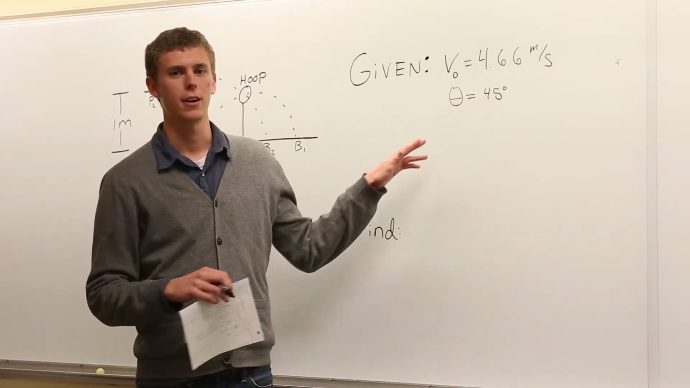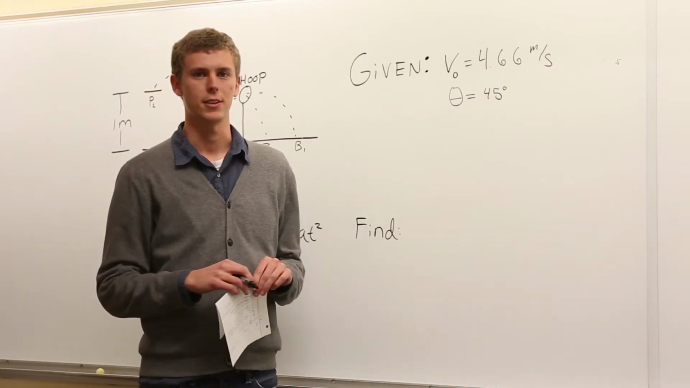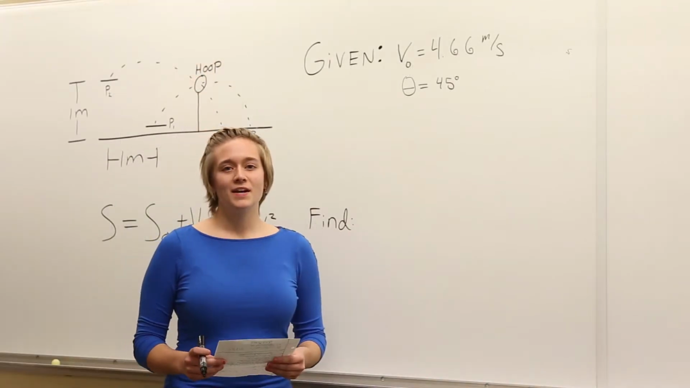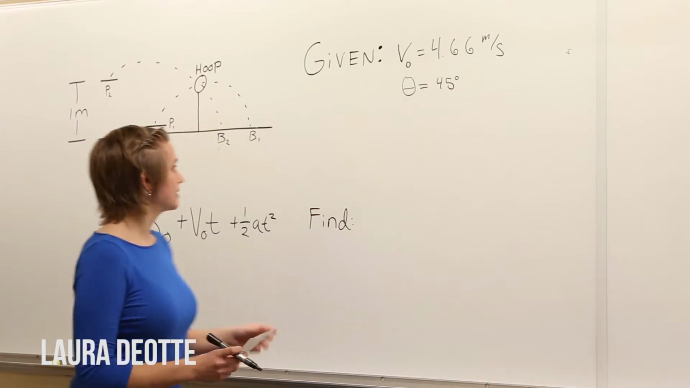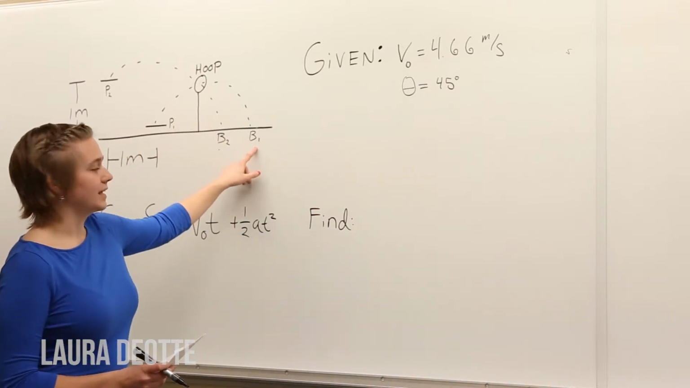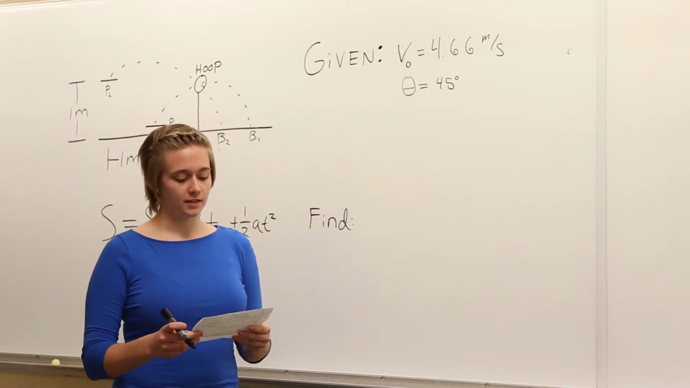And we also are going to have the cannon be at a 45-degree angle. Hi, my name is Laura Diot, and I'm going to explain our equations that we use to find where to place the hoop and where the landing position for our second projectile is.